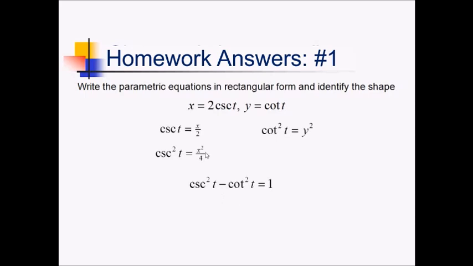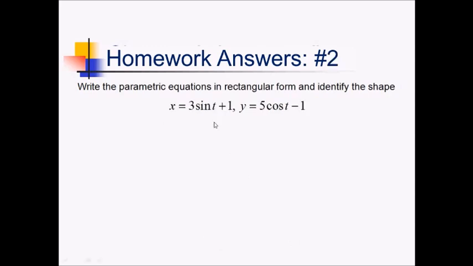Using this identity, I'm just going to substitute for these squared trig functions. So I can now write x squared over 4 instead of cosecant squared, minus, well, we saw that cotangent squared is really just y squared in this problem. And that is our rectangular form of these parametric equations. Now, identifying the shape, we have two squared variables with subtraction. So that's going to be a hyperbola.